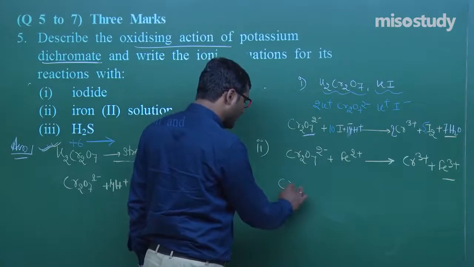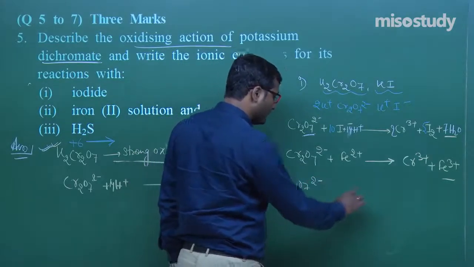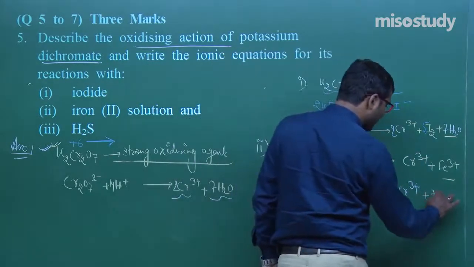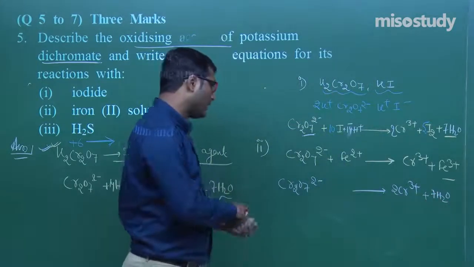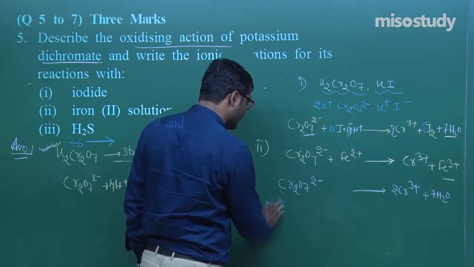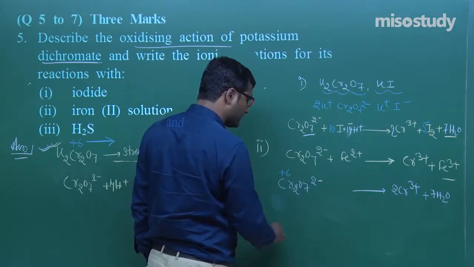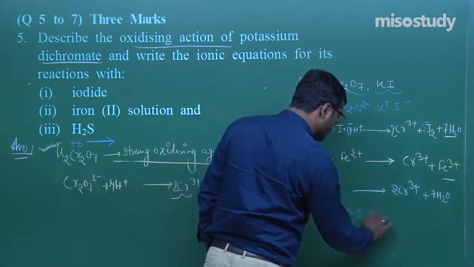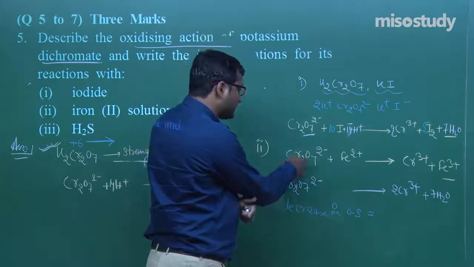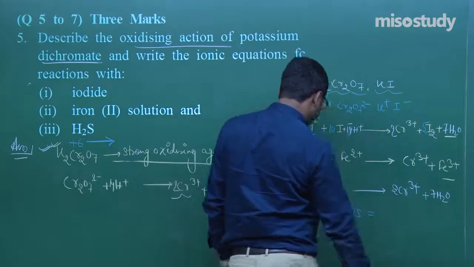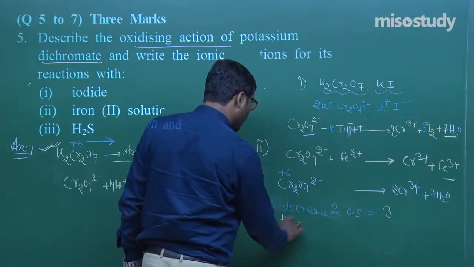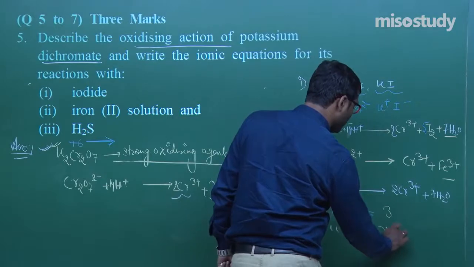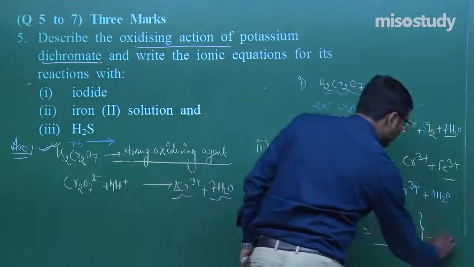Now if you do not know the balancing, I am doing the balancing for you. Cr2O7 converted to 2Cr3+. Now here is 7 oxygens, put 7H2O here. Clear? Now overall decrease in oxidation state, tell me. The oxidation state of chromium is 6, converted to 3, 2 times, that is 2 into 3, that is 6. Overall decrease in oxidation state is 6.